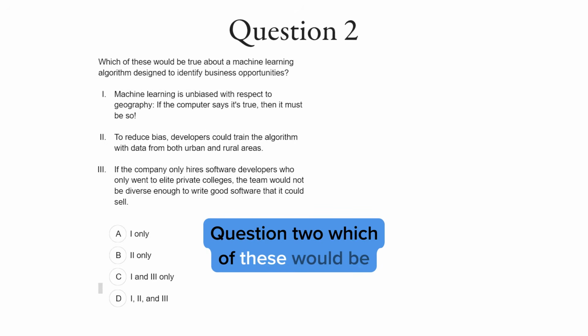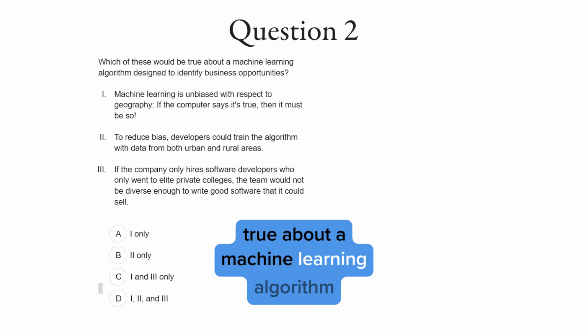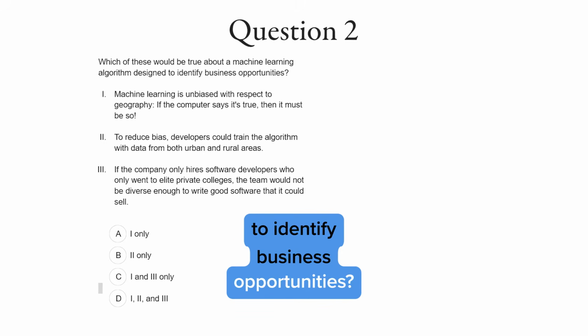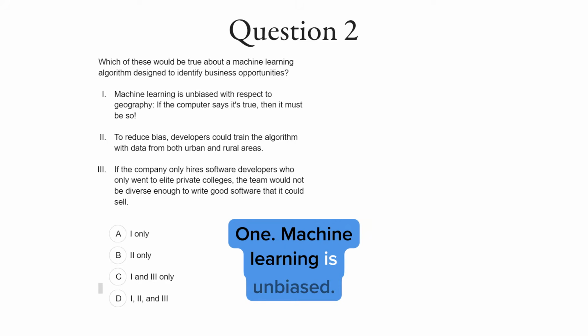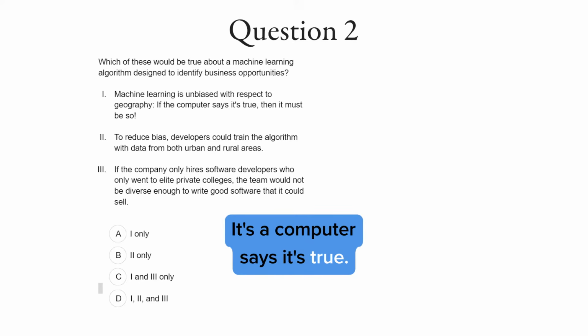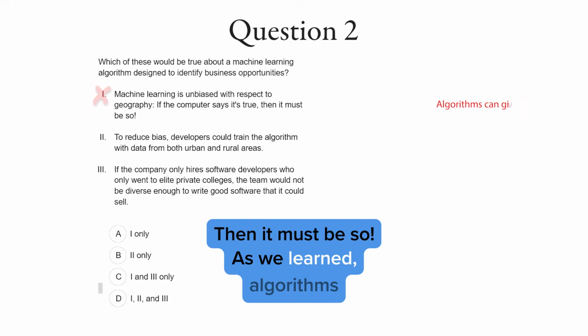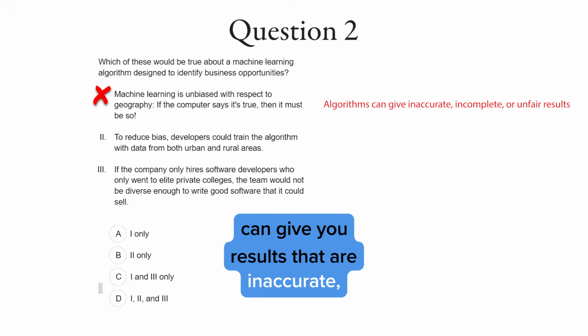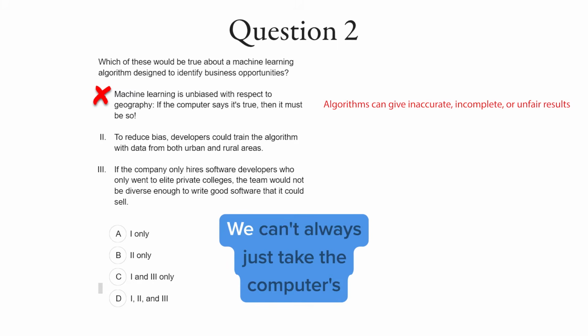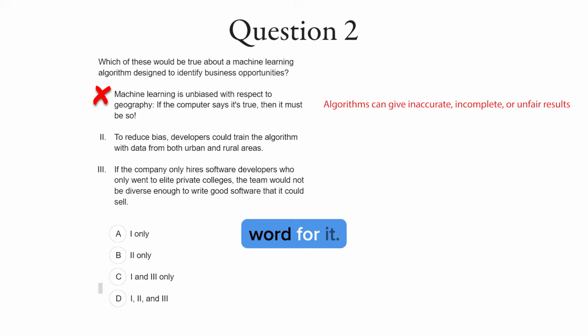Question 2. Which of these would be true about a machine learning algorithm to identify business opportunities? 1. Machine learning is unbiased. If the computer says it's true, then it must be so. As we learned, algorithms can give you results that are inaccurate, incomplete, or unfair. We can't always just take the computer's word for it. So this is false, at least according to the AP board.